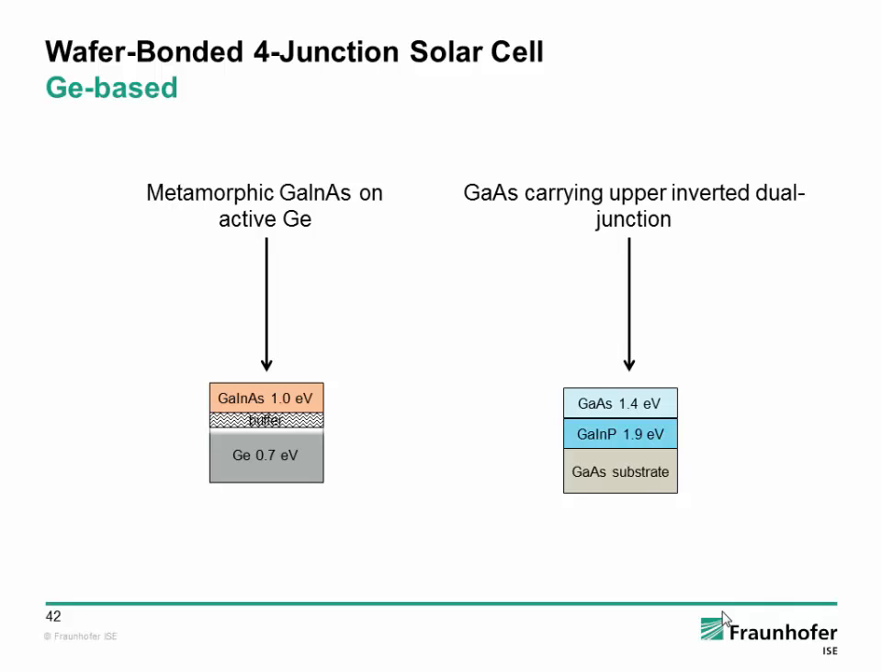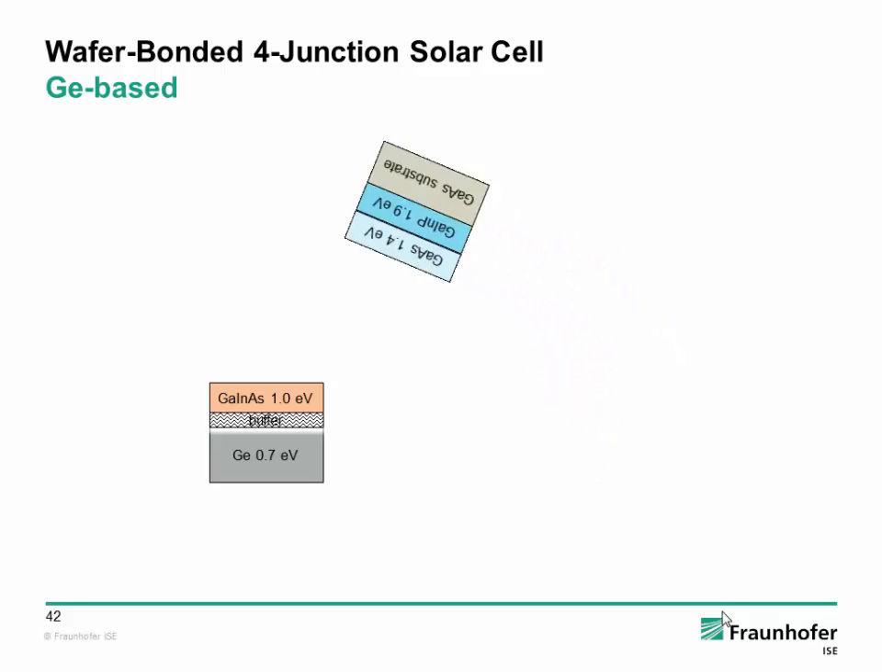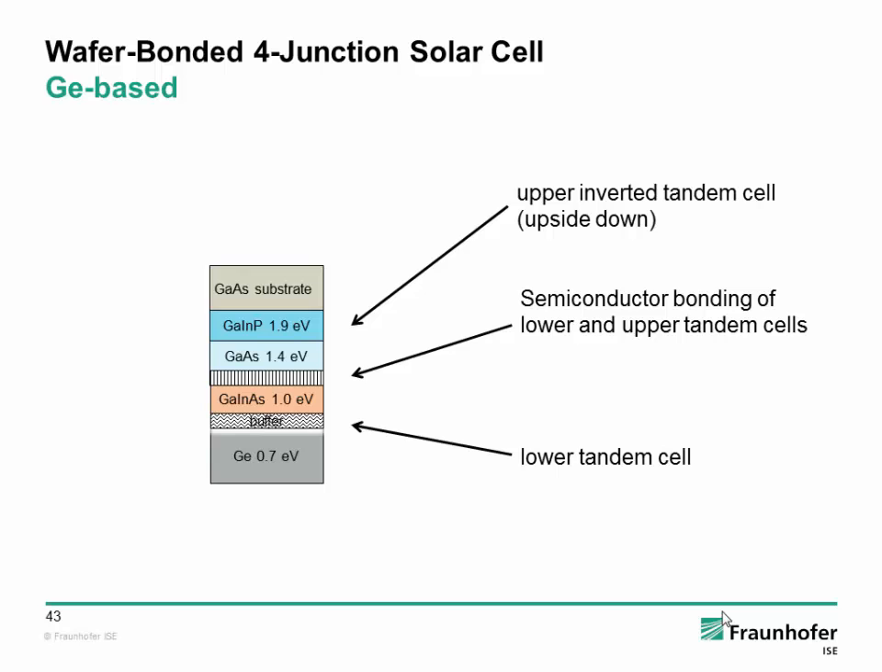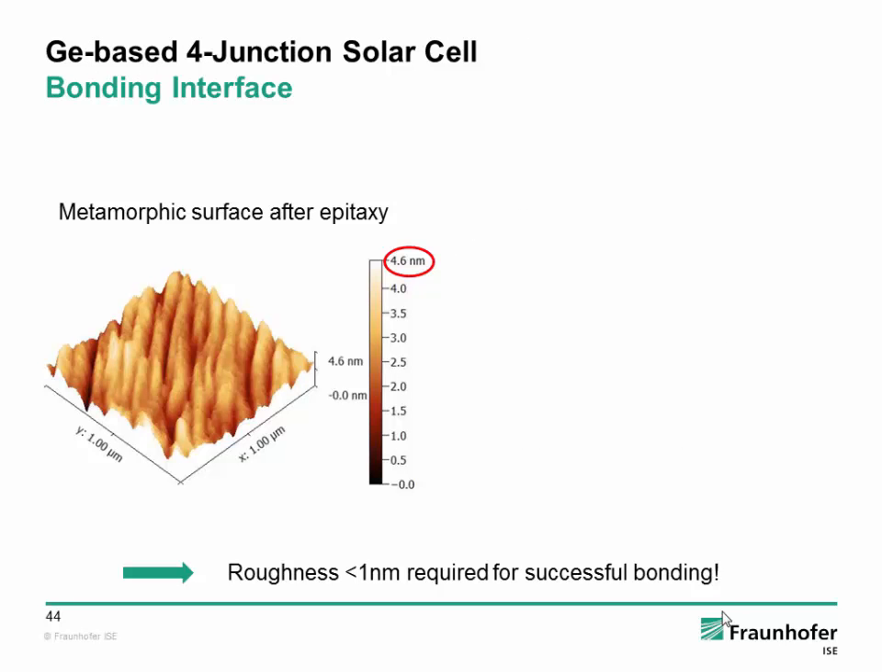So you see here the growth of this metamorphic structure, and you see here inverted growth. Inverted means, again, you have a substrate and you start with a high band gap and a low band gap. Then you put that on top of each other. You make actually the bonding, and then you have to remove the substrate, and then you have a 4-junction solar cell device. What is very important for this bonding is the interface.